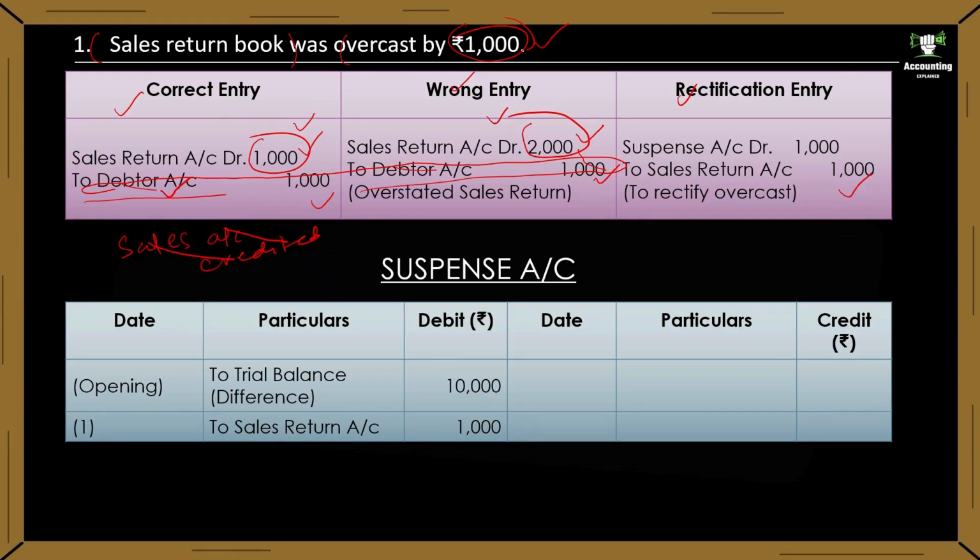Okay, next. Here, if you see the wrong entry, debit and credit do not tally. How? Debit has a total of 2000 and credit has a total of 1000. If the debit and credit totals do not tally in a journal entry, then you have to open a suspense account. So the suspense account should be opened on the debit side, since we have already filled the credit 1000. Suspense account debit 1000. This will be your rectification entry.